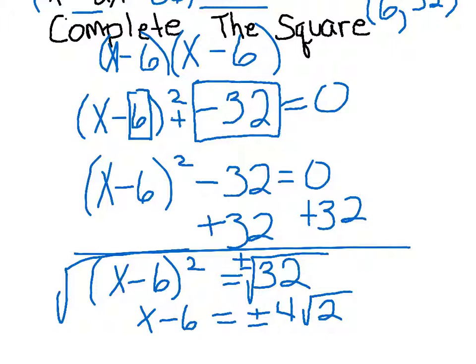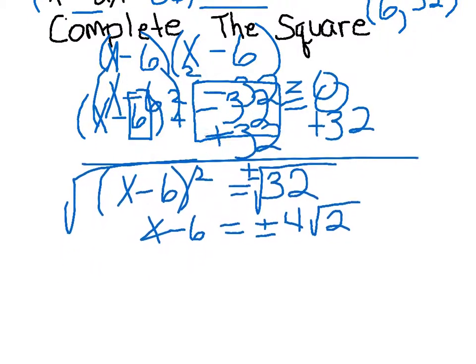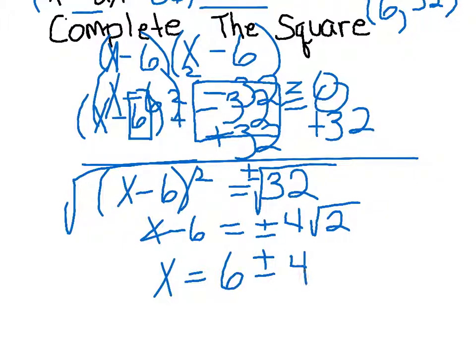Now all I have to do is move my 6 over. So x would be, add 6 to both sides, 6 plus or minus 4 times the square root of 2. And I have solved that equation. Like I said, this is kind of a trick. And we're even going to show you something else pretty soon that you can solve for. But once you get this form down, it's kind of a fun thing to do. It's quick.